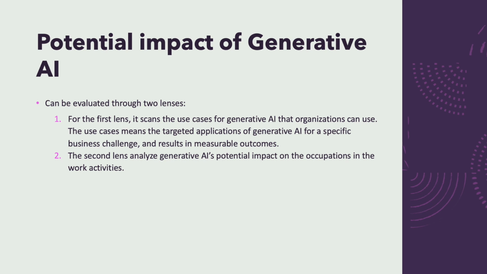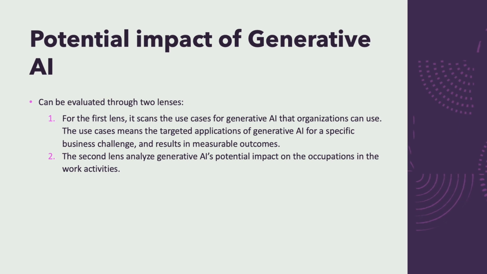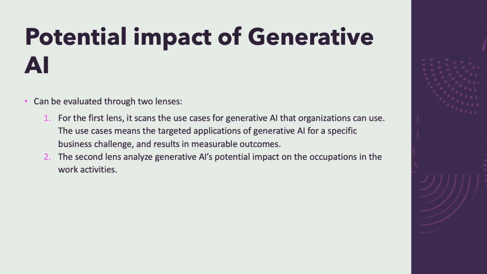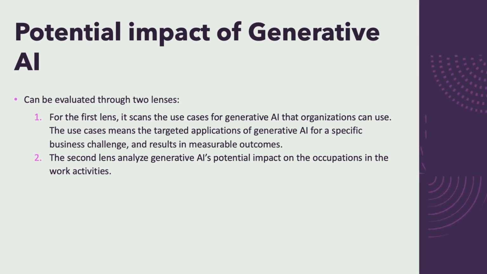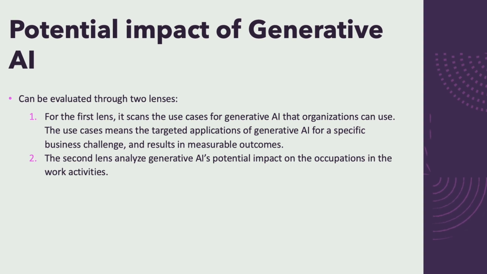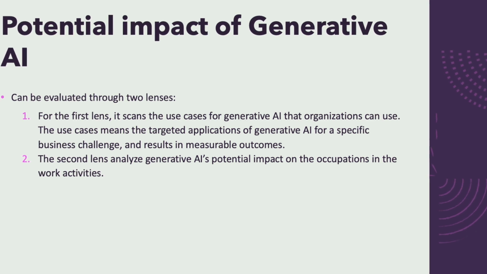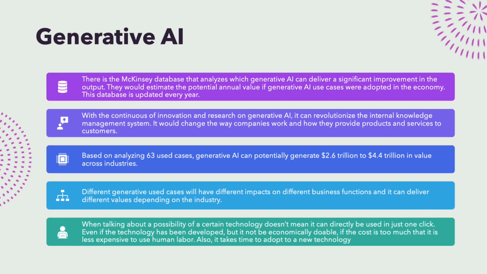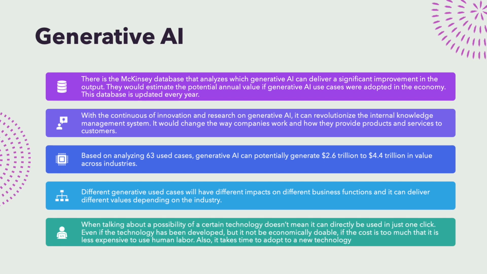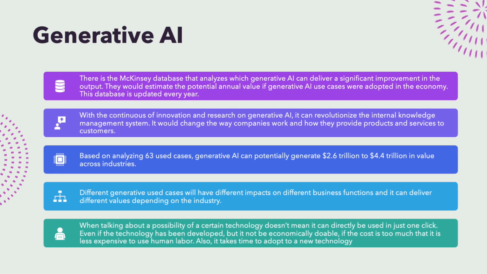The potential impact of generative AI can be evaluated through two lenses. The first lens scans the use cases for generative AI that organizations can use. The use cases are the targeted applications of generative AI for a specific business challenge that result in measurable outcomes. The second lens analyzes generative AI's potential impact on occupations and work activities. There is the McKinsey database that analyzes where generative AI can deliver a significant improvement in output. They estimate the potential annual value if generative AI use cases were adopted in the economy. This database is updated every year.